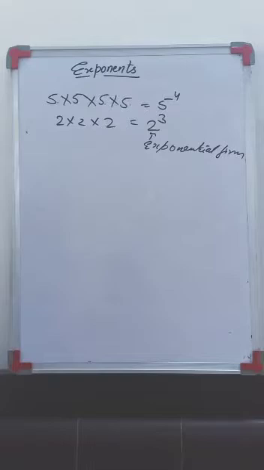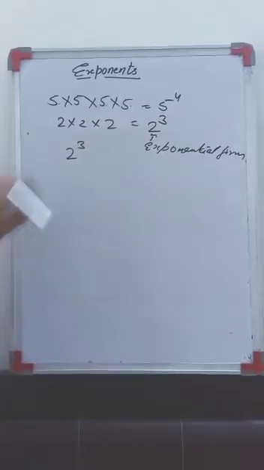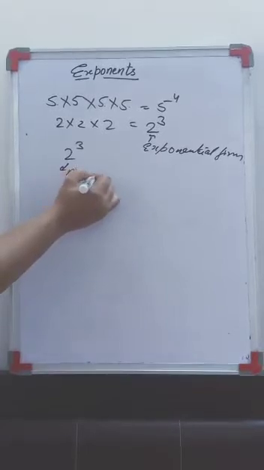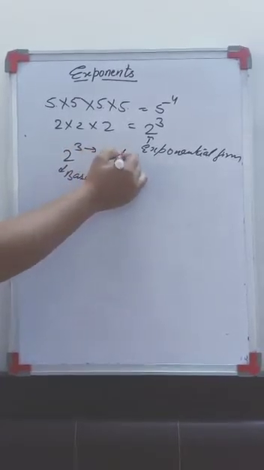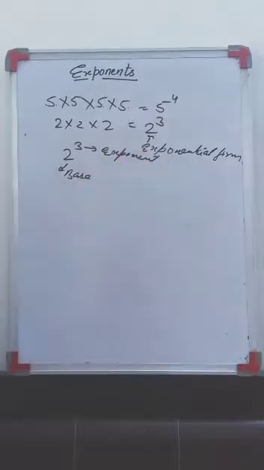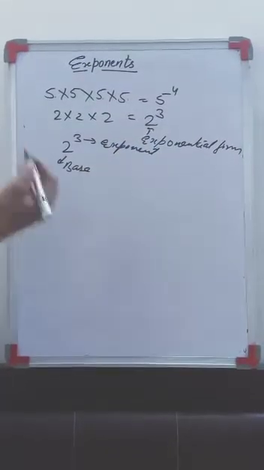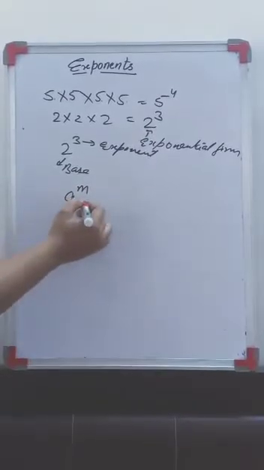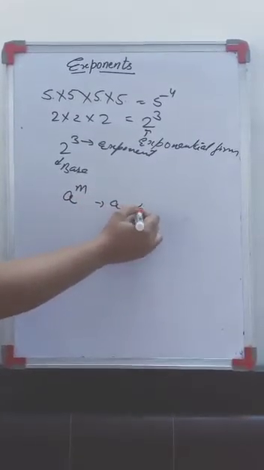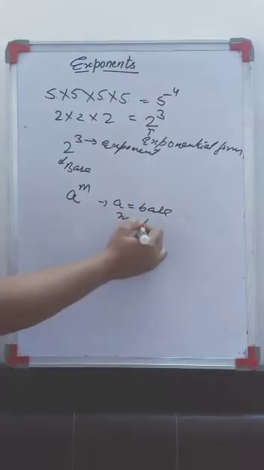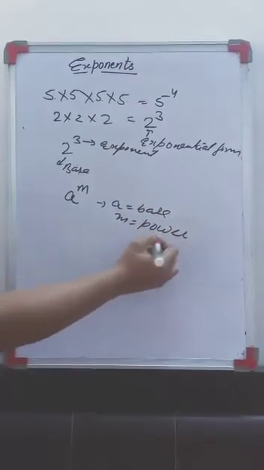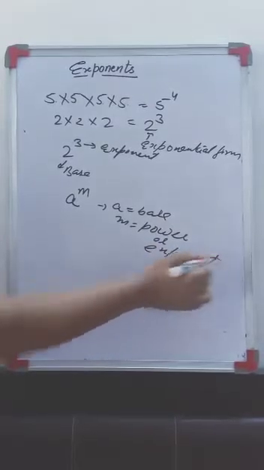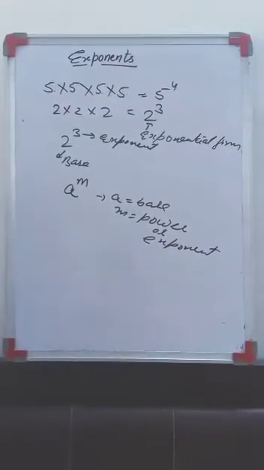So over here, I am writing 2 raised to power 3. 2 is your base, and 3 is your exponent, right? So if I am writing a raised to power m, in this, a is the base and m is either the power or the exponent, right? This is your exponentials.